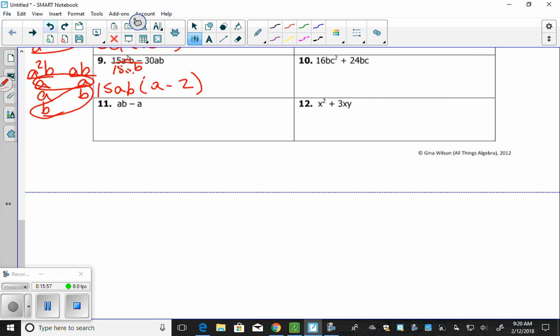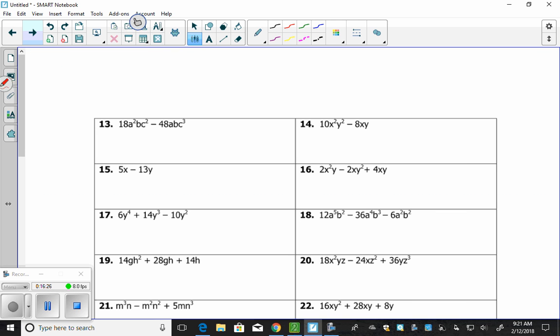Okay, let's see. What about number 11? What does 11 have in common? So it's going to be A parentheses B minus 1. So what's my word? It's just A parentheses B minus 1.